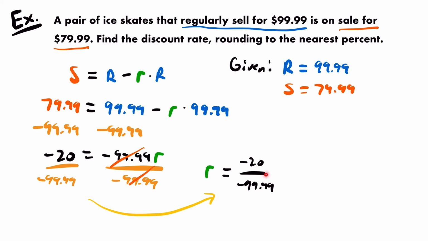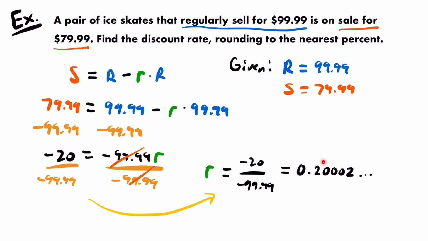And then you don't want to do this division by hand. You want to put this into a calculator. And if you do that, you will get the following decimal value of 0.20002 and some more decimals. But I'm going to stop there because what we want to do here is round to the nearest percent. So we don't need a ton of decimals here. Really, all this means is we're going to round to the nearest whole number for our percent.